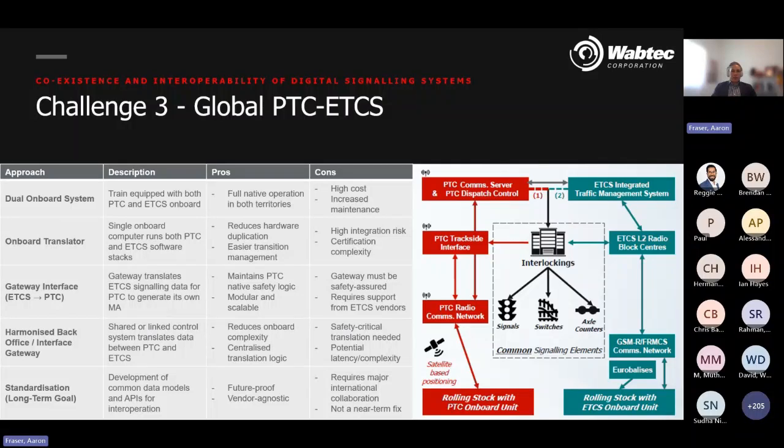So shown on this slide are some of the potential solutions to overcome this problem on a global scale. I will point out that Wabtec is continuing to investigate these solutions with our partners and clients throughout the world, as we believe this is a critical issue that needs to be resolved to ensure seamless transition between the two systems.